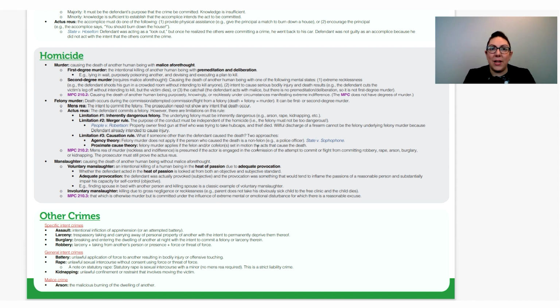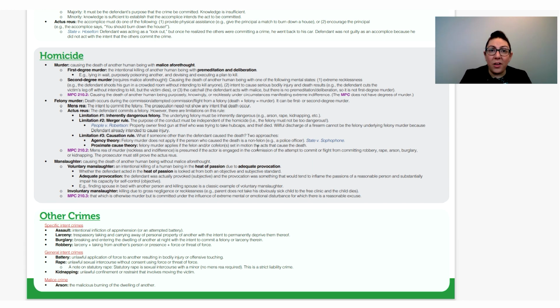due to adequate provocation. Classic example of voluntary manslaughter is a spouse walks in on his or her spouse cheating in bed with another person, instantly pulls out a gun, instantly kills both the spouse and the other person. Now that person, the defendant, would be probably guilty of voluntary manslaughter because they were acting in the heat of passion. They walked in, they saw this, they were instantly enraged, and this was due to adequate provocation. This is the type of thing that would provoke a reasonable person. Most people would get pretty upset about this kind of thing. So they did it in the heat of passion and they were adequately provoked.